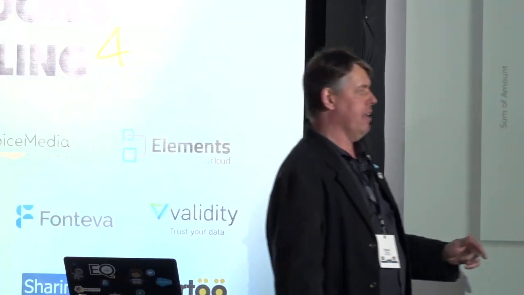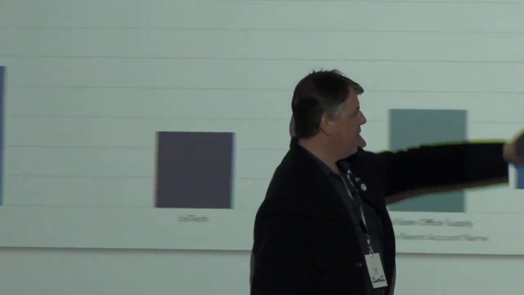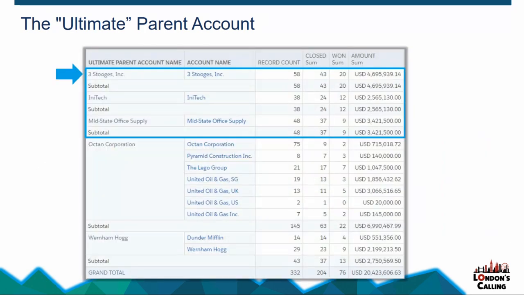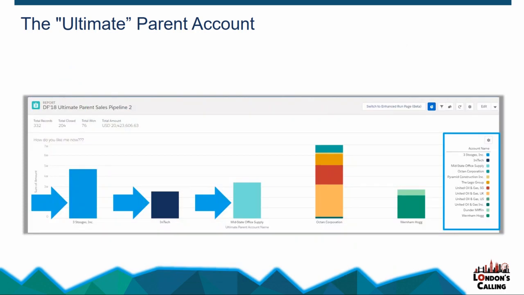And now in a chart, all of your Octan revenue in one nice, neat stack. All of your Warnham Hogg and Dunder Mifflin revenue in one nice, neat stack. And your standalone accounts, all their revenue in one nice, neat block. All using a simple formula text field and a nested BLANKVALUE function.